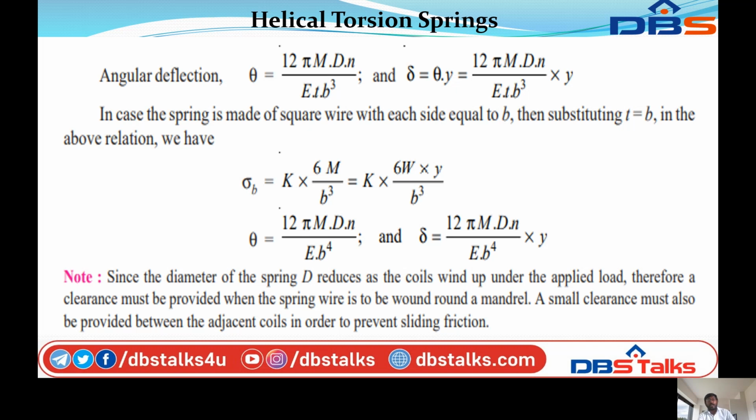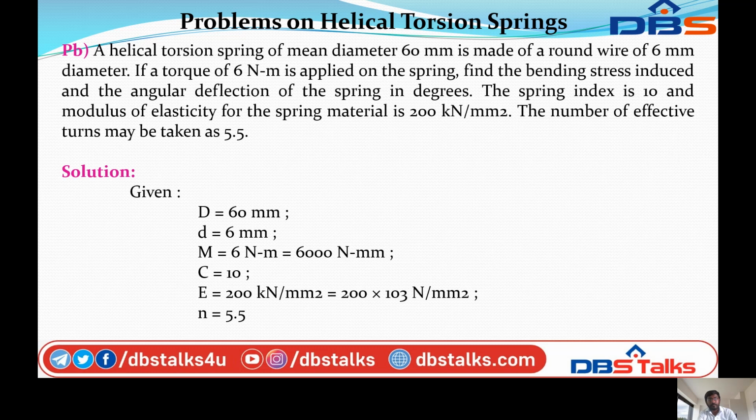Then coming to the problems on helical torsion spring. A helical torsion spring of mean diameter 60 mm is made up of round wire of 6 mm diameter. If a torque of 6 Newton meter is applied on the spring, find the bending stresses induced and the angular deflection of the spring in degrees.